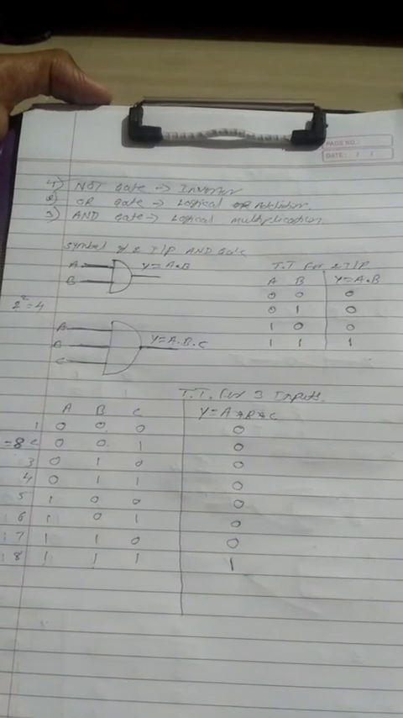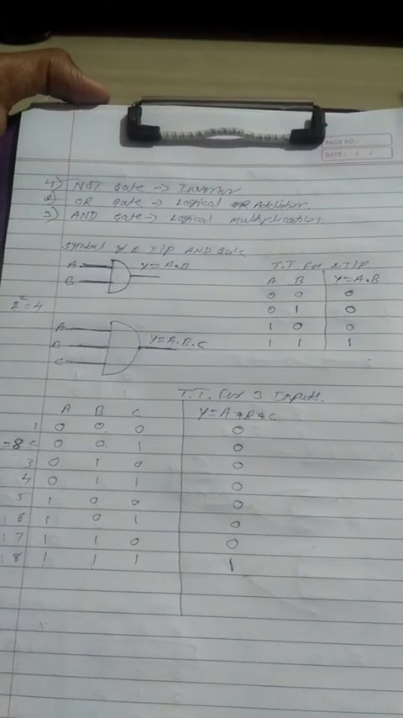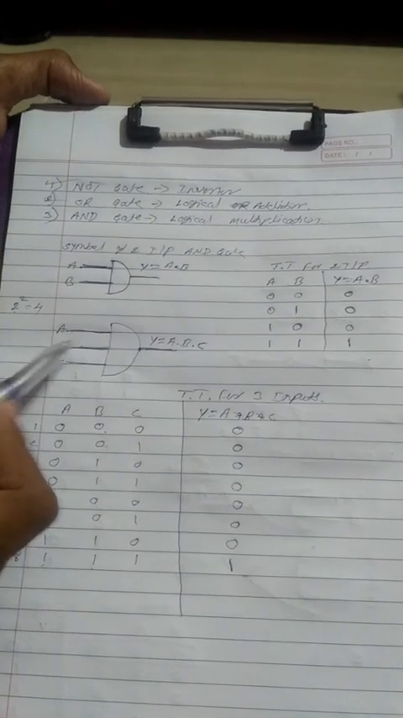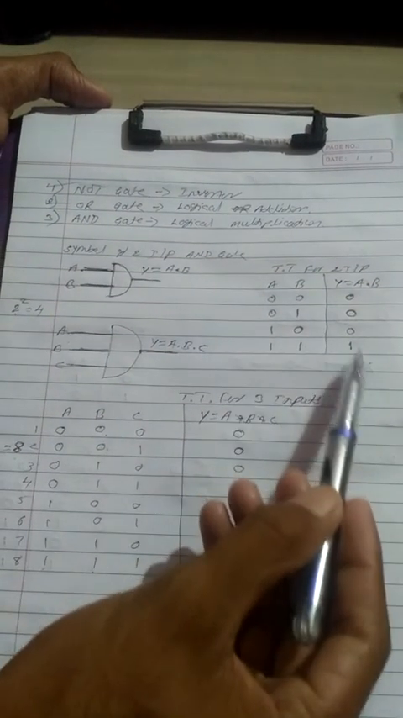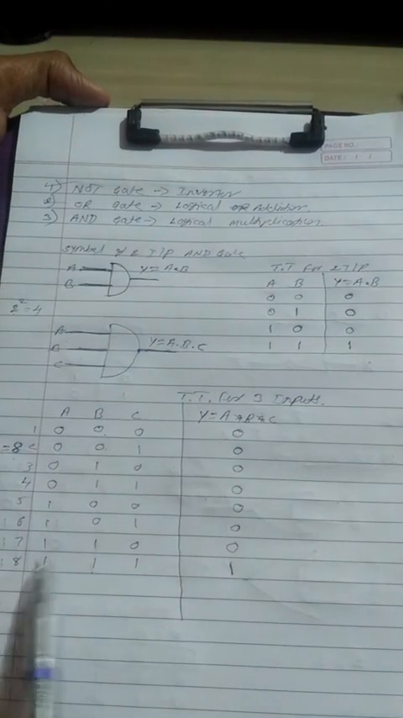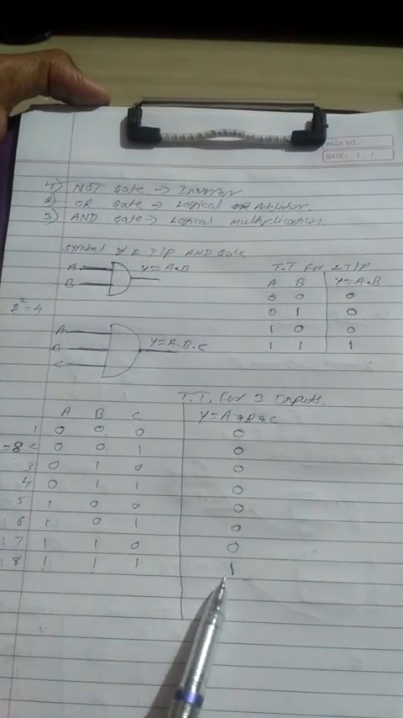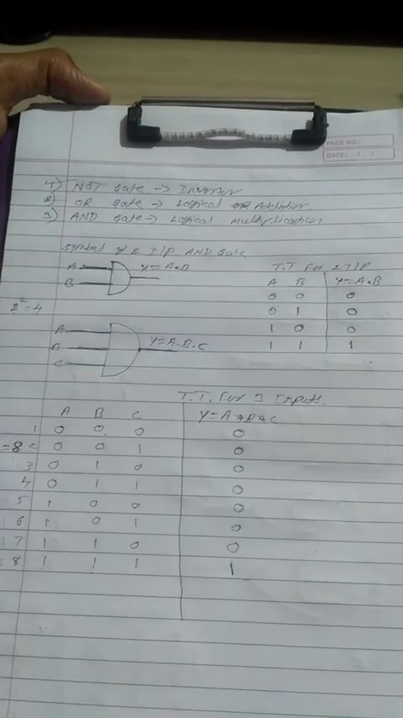Then the AND gate. The AND gate is also called logical multiplication. It also has minimum 2 or more input signals and always produces only one output signal. When all the inputs are high, then the output is high. Otherwise, the output will be 0. Alright, so these are the 3 basic gates.